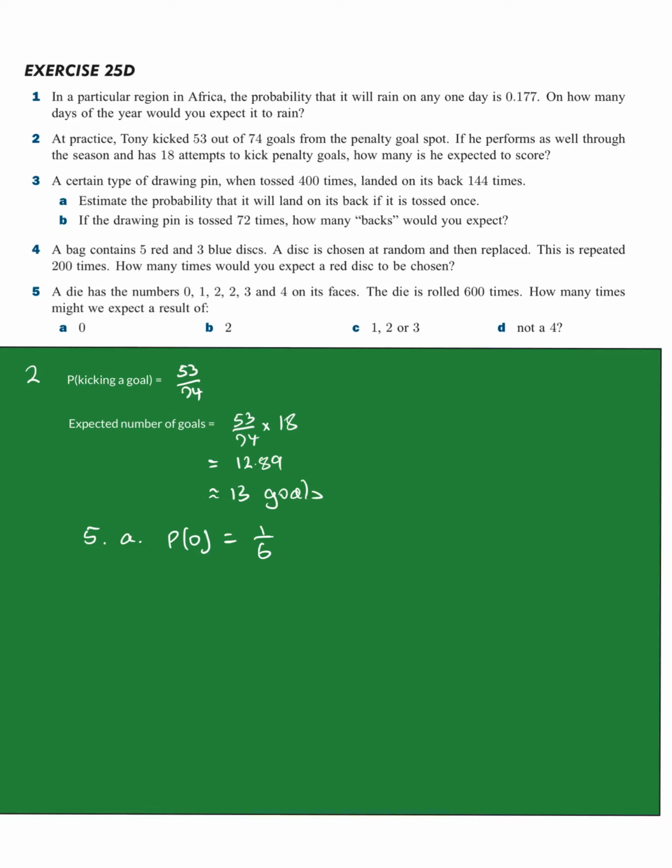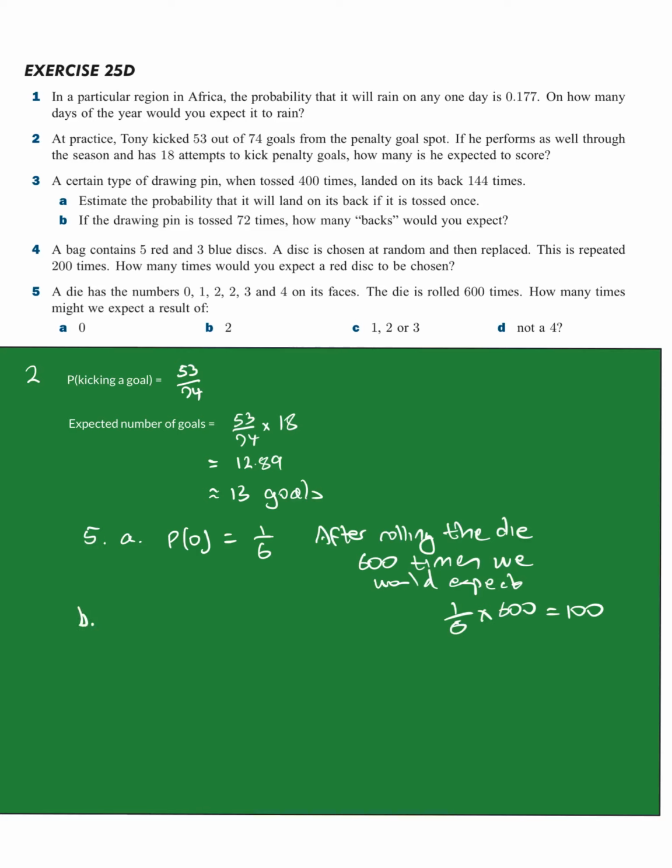So the question asked us, how many times would we expect a result after 600 times? So after rolling the die 600 times, we would expect 1 on 6 times 600, and that equals 100 zeros. Okay, 100 zeros. The next one was B.